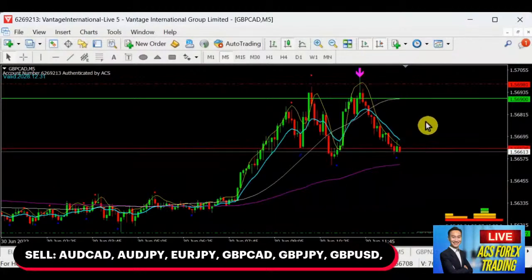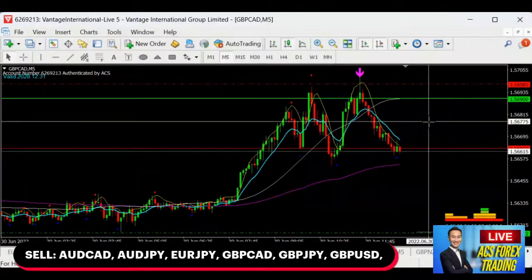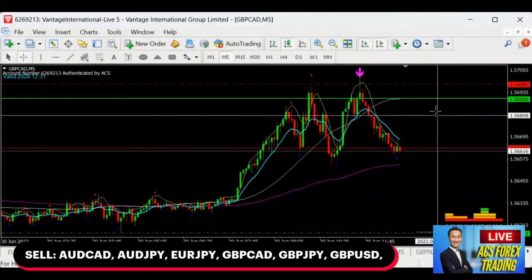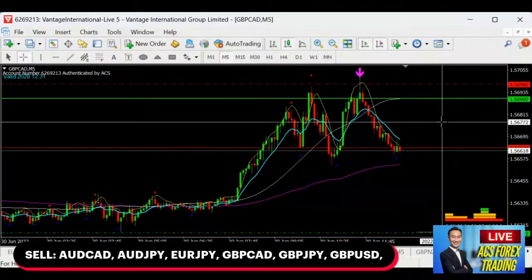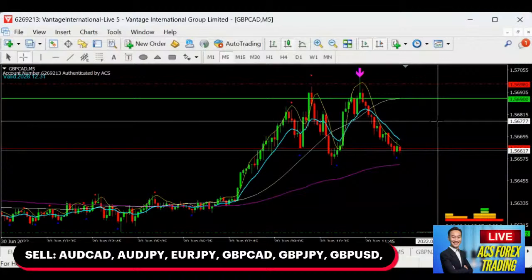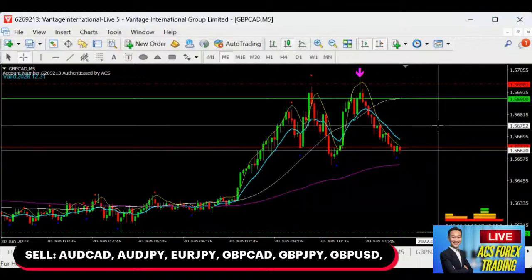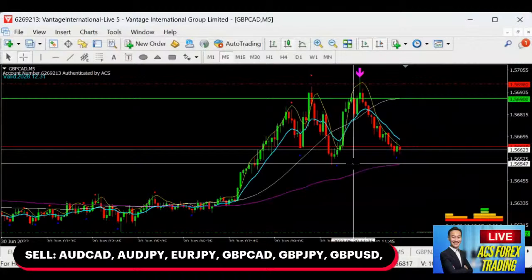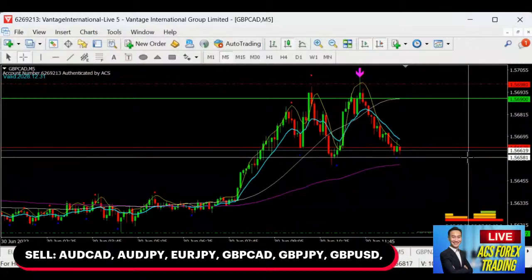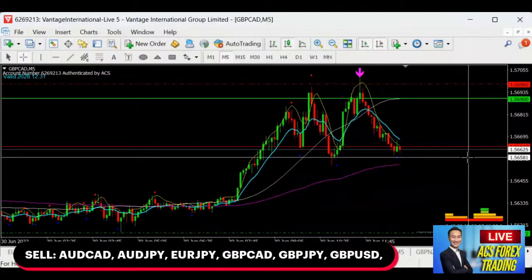You have already entered at around what's the price? 156.755 around here. So we are running about 14 pips right now. I think it is still running pretty good. I just look out for the support area over here. Same thing.